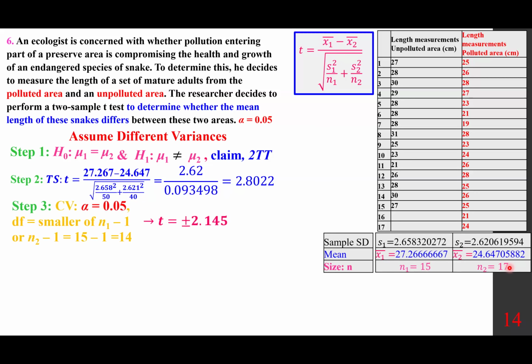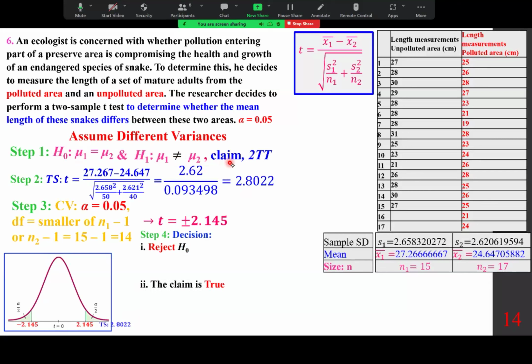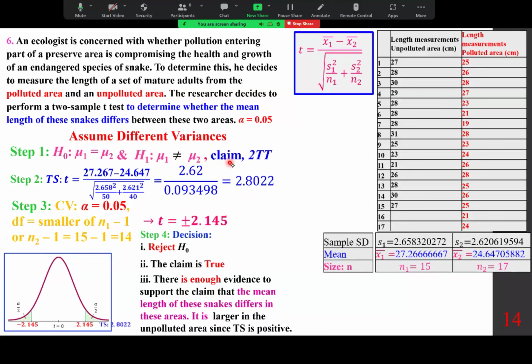To make a decision, we go with the graph. Take a look at the graph. So negative 2.145, positive 2.145, and the test statistic of 2.8 is way larger than this, puts us way into the rejection region. Reject H0. Now go back to the first step. If we are rejecting H0, what are we not rejecting? H1. We are not rejecting the claim. The claim becomes true. There is enough evidence to support the claim that the mean length of these snakes differs in these areas.